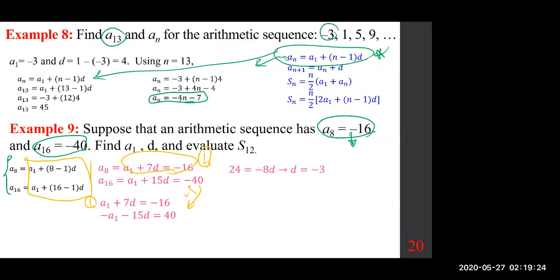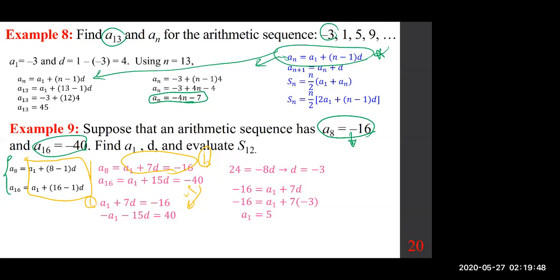Now we put that into any of the original equations and we find a sub 1. This is a very simple case of a system, everybody. I don't believe anybody has any problem solving that. So please understand the process. You're given two equations, two unknowns.